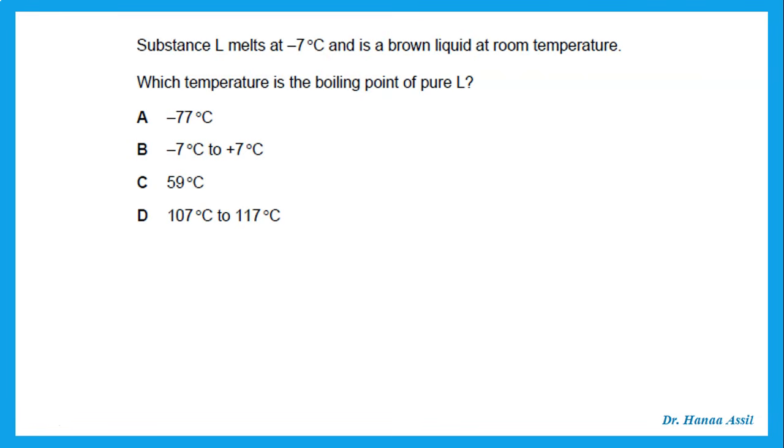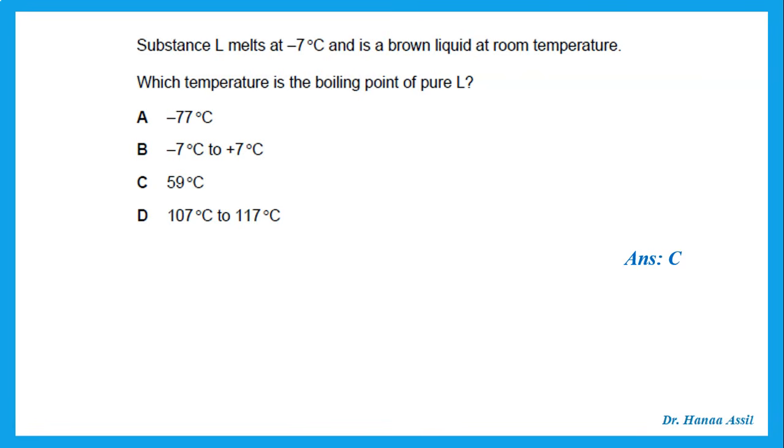You cannot boil over a range unless there are impurities. But a pure substance should have a fixed boiling point. So, the question is, is the boiling point minus 77 or 59? Well, you should realize that it melts at minus 7. And that means its boiling point should be higher. Remember that minus 77 is lower than minus 7.